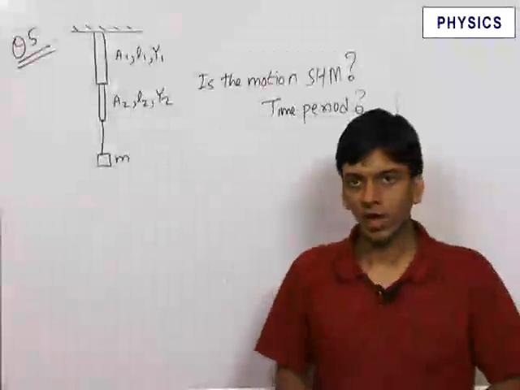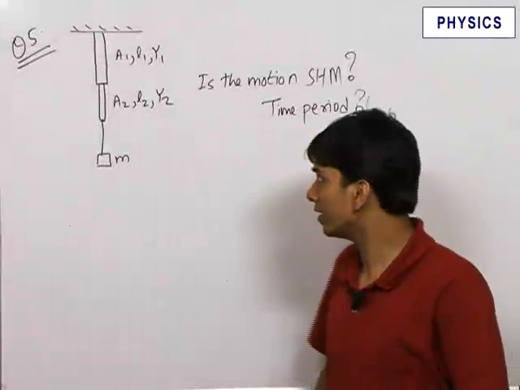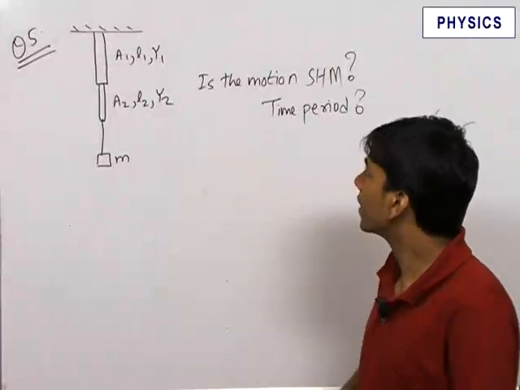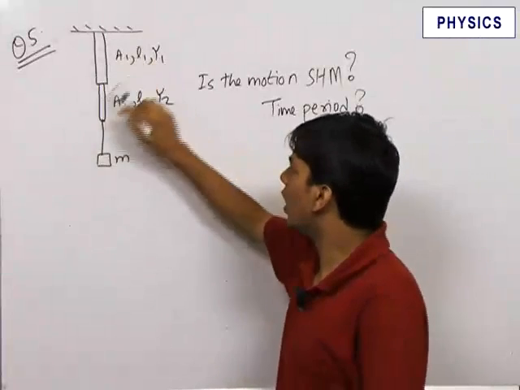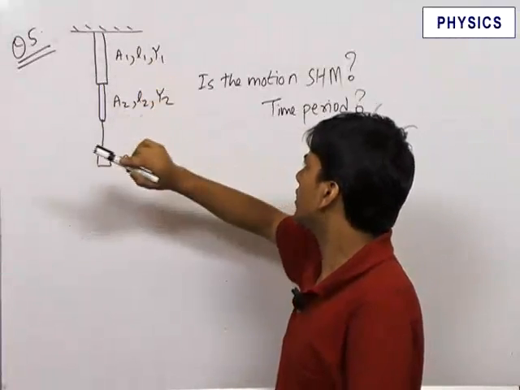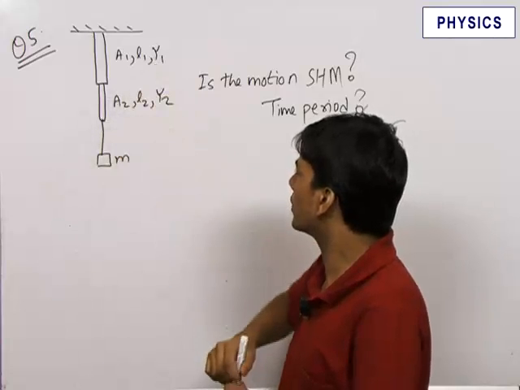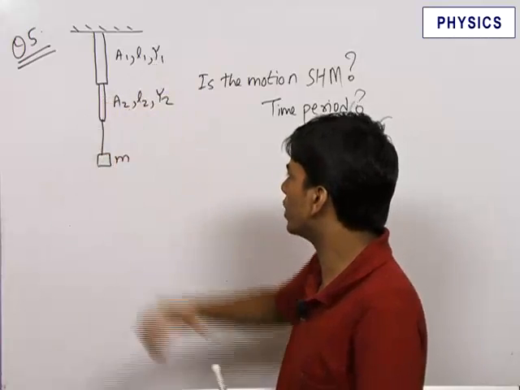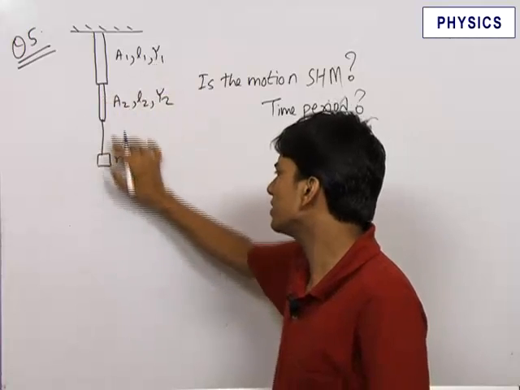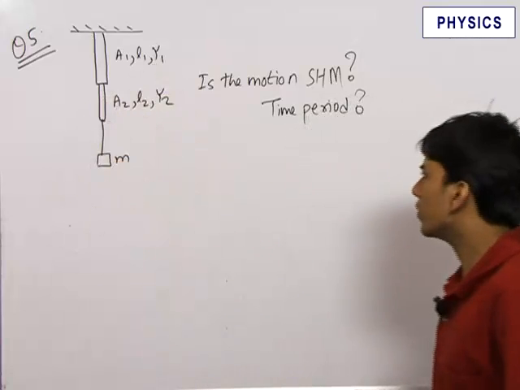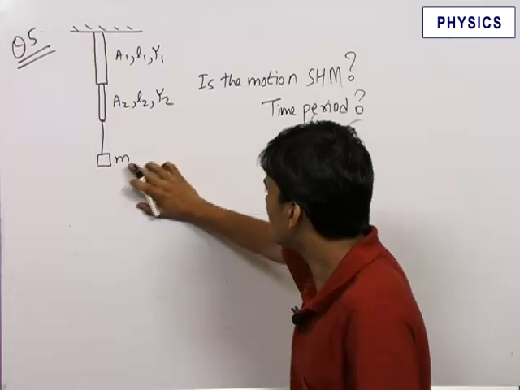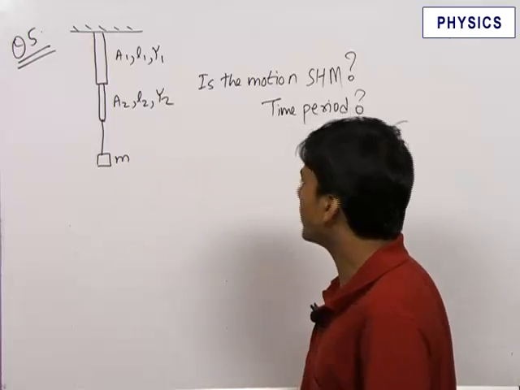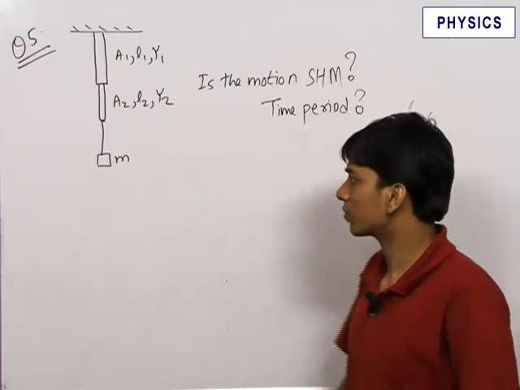This question becomes pretty simple if you use the trick, otherwise it becomes a bit lengthy. In this question we have two rods of area of cross section A1, natural length L1 and Young's modulus Y1. Similarly for this rod we have A2, L2, Y2, and a mass M is hung from the lowermost rod. We need to find out if the motion of this block is an SHM, and we need to find out the time period of the SHM.